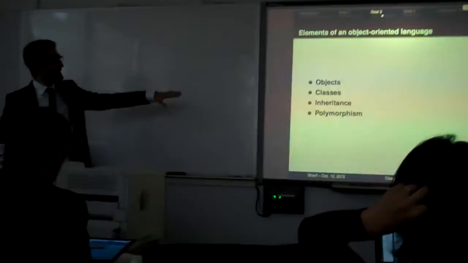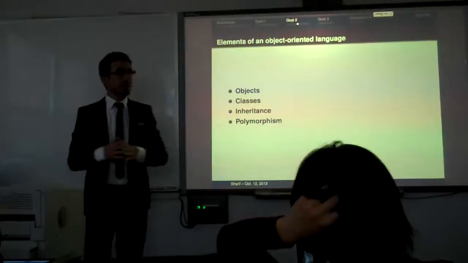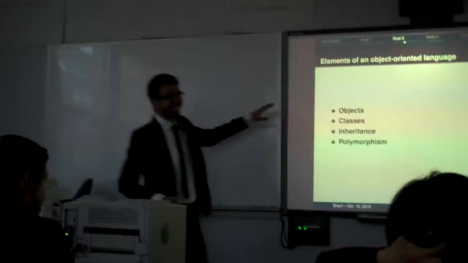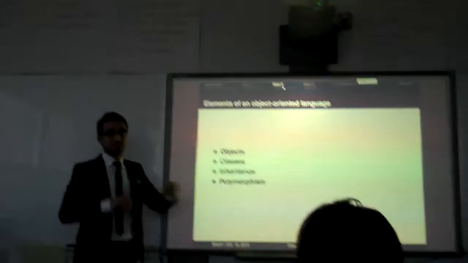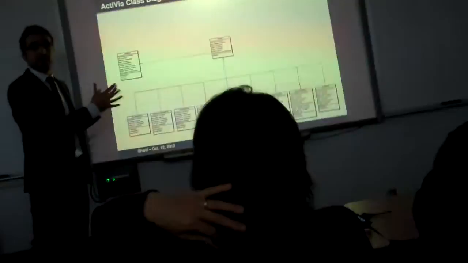So these are the four things needed in order to consider a language or a programming language an object-oriented programming language. We need to have objects, classes, inheritance, and polymorphism. I'm going to go very fast on these topics using my system, how the system that we created is working.